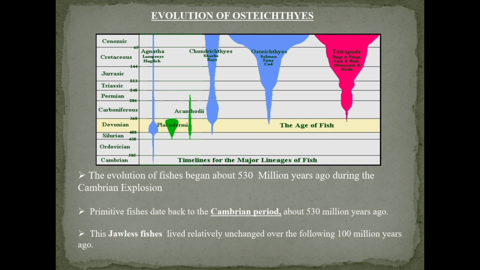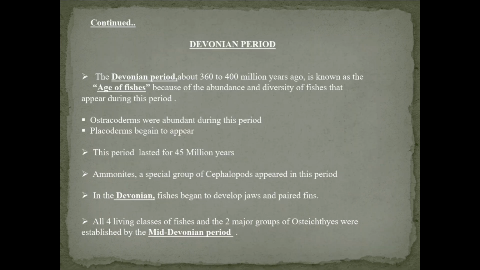So what do you mean by this Cambrian period? It started with the melting of glaciers, and the duration of this period is 75 million years. The development of algae, fungi, protozoans to echinodermata took place in this period. The jawless fishes like lamprey and hagfish have lived almost unchanged for over 100 million years. And the next is the Devonian period.